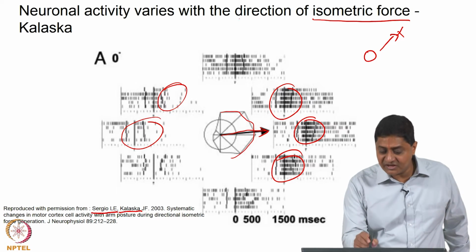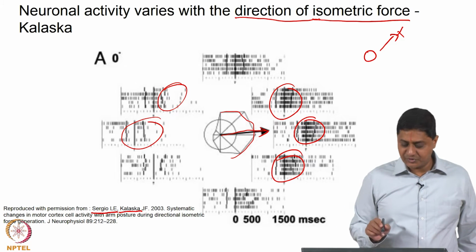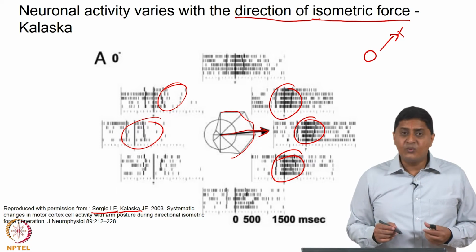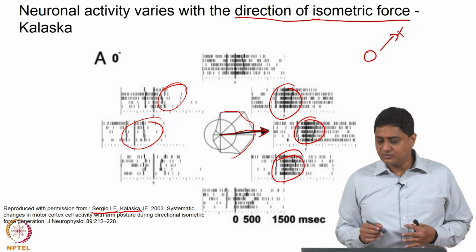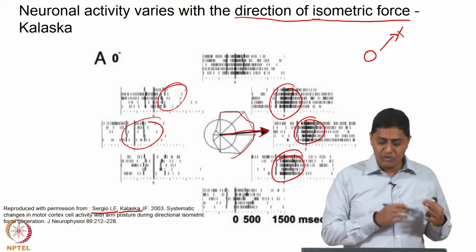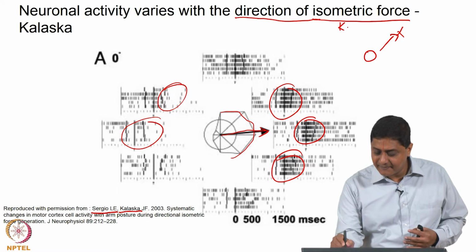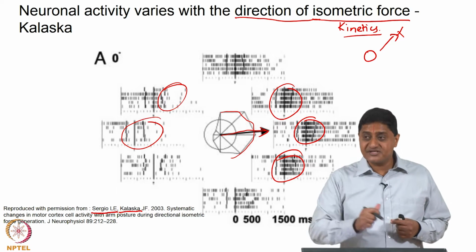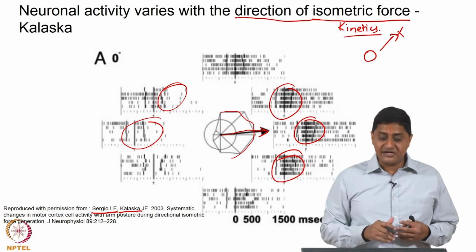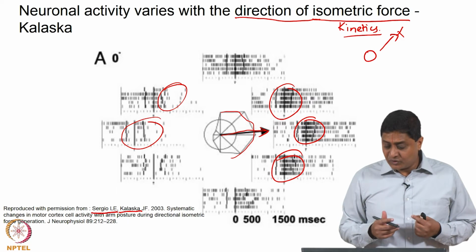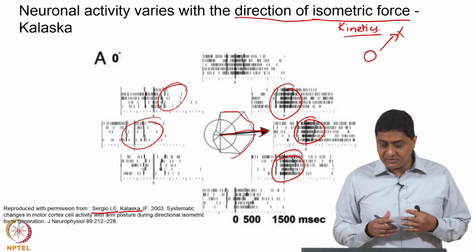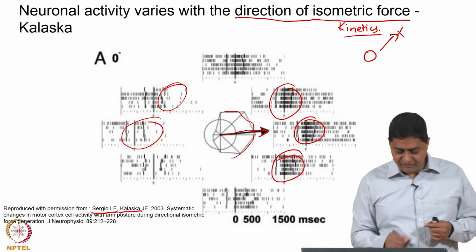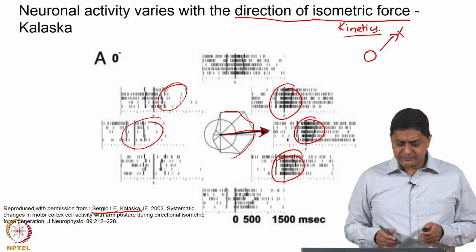So, the direction of the isometric force that is being produced is also represented in a way that is somewhat similar to the direction of actual movements, or in other words this is kinetics, is it not? This is kinetics. Why? This is actual force production, whereas the Georgopoulos experiment is reaching or generation of trajectories, or kinematics. So, it seems that the neurons behave in approximately similar ways in both cases. Okay. So, this is data from Sergio and Kalaska, all right.